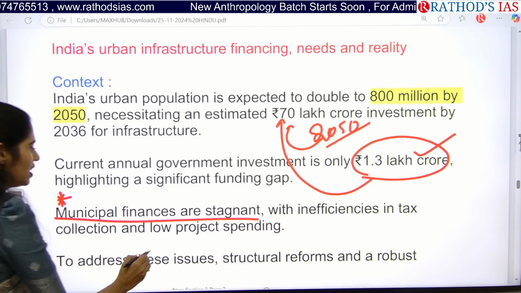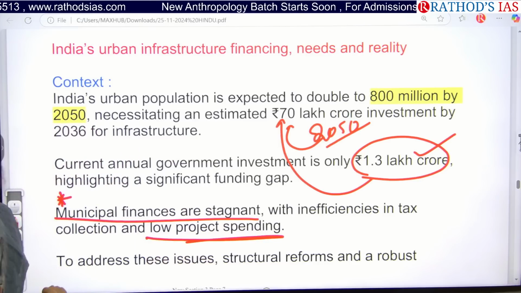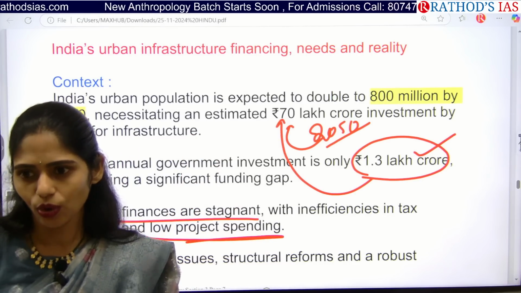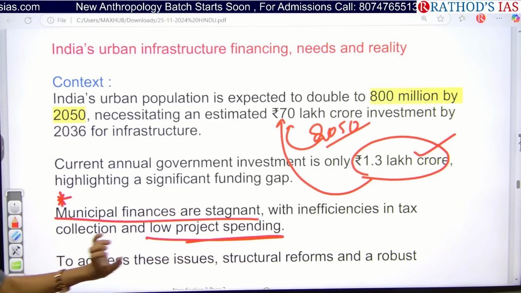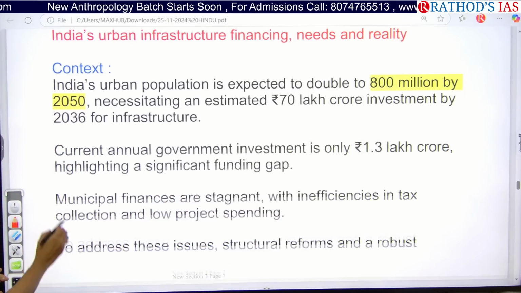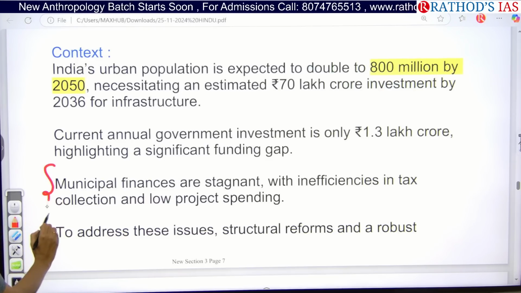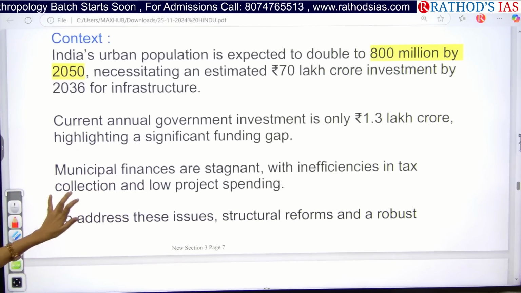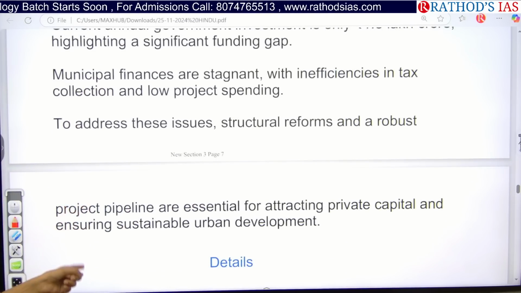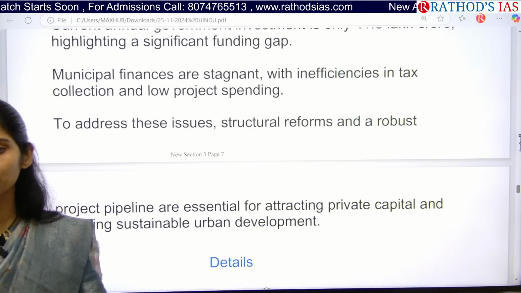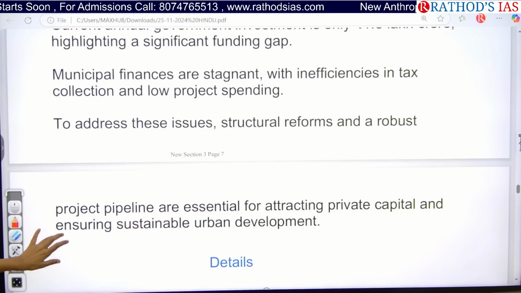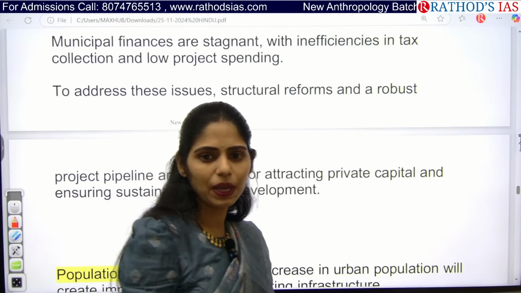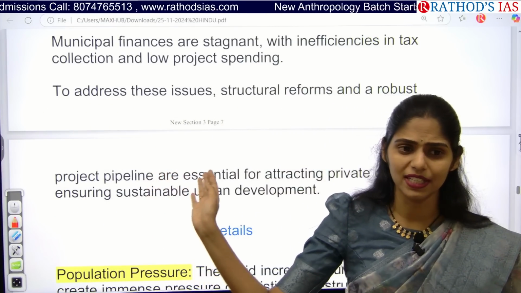And even whatever amount they spend on projects will be very less, because they get funds at a very low amount. So there is low project spending. All these are the issues we have in our urban areas from the municipality side. So we have to address these issues, and not only this, we have to bring some structural reforms in our municipalities so that we can give basic amenities to these people, or else it will become a disaster.